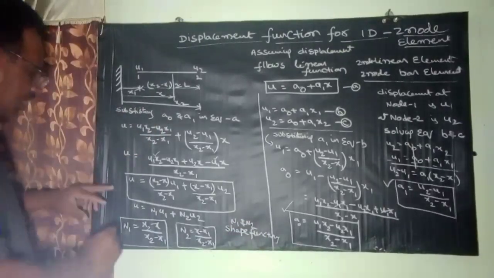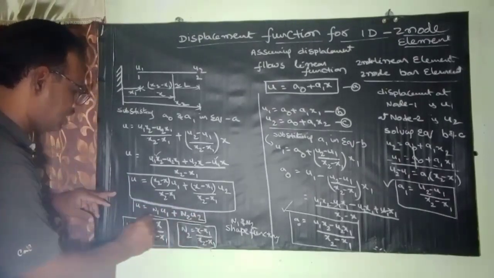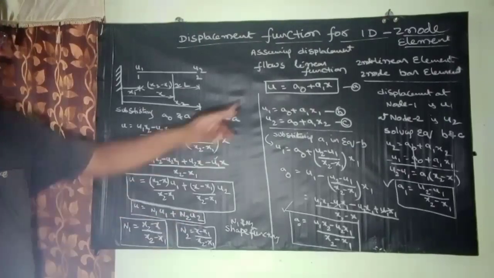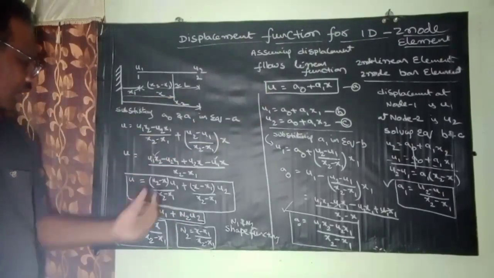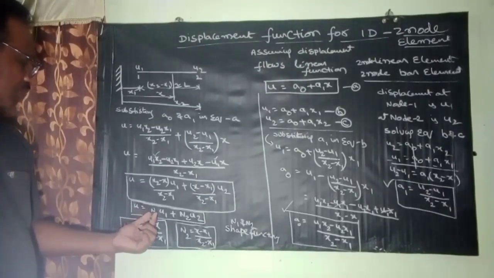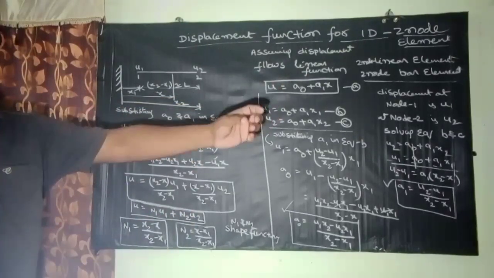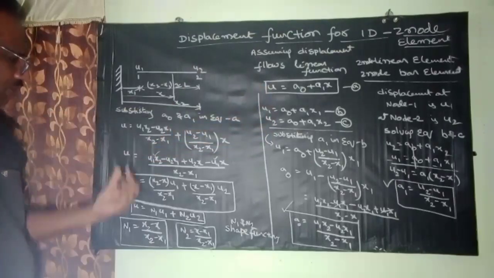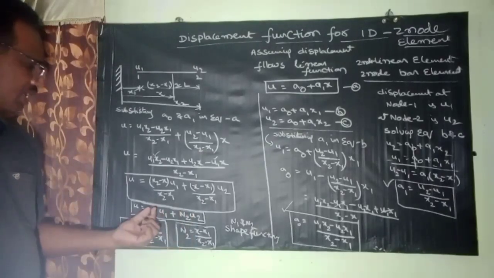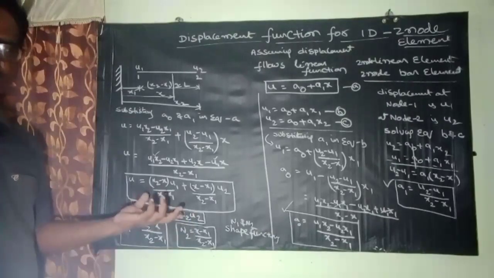With these functions, the displacement function is now written in terms of shape functions and the nodal displacements, that is u equals n1 u1 plus n2 u2. In this equation, a0 and a1 carry no meaningful information. The same function is now written in terms of the nodal displacements, n1 u1 plus n2 u2, where n1 and n2 are the shape functions, and u1 and u2 are the nodal displacements.